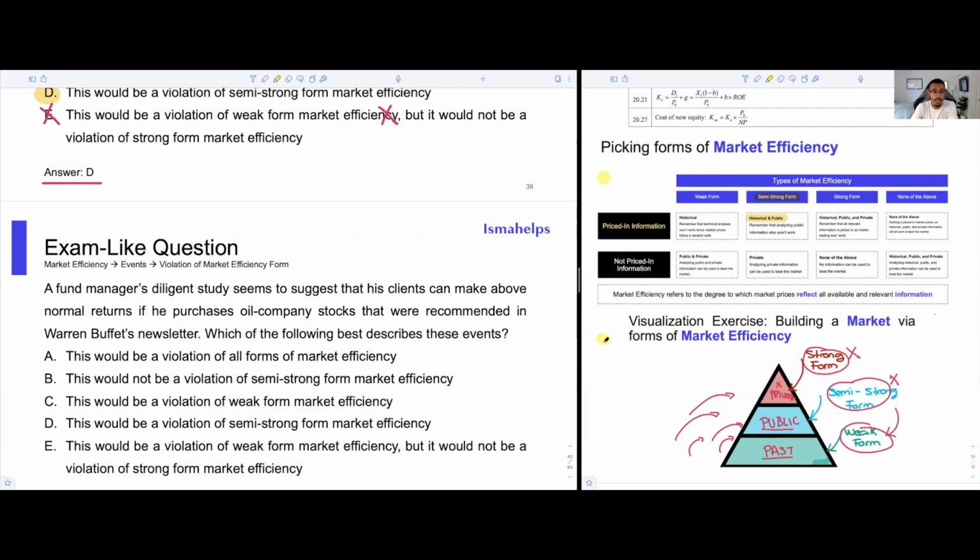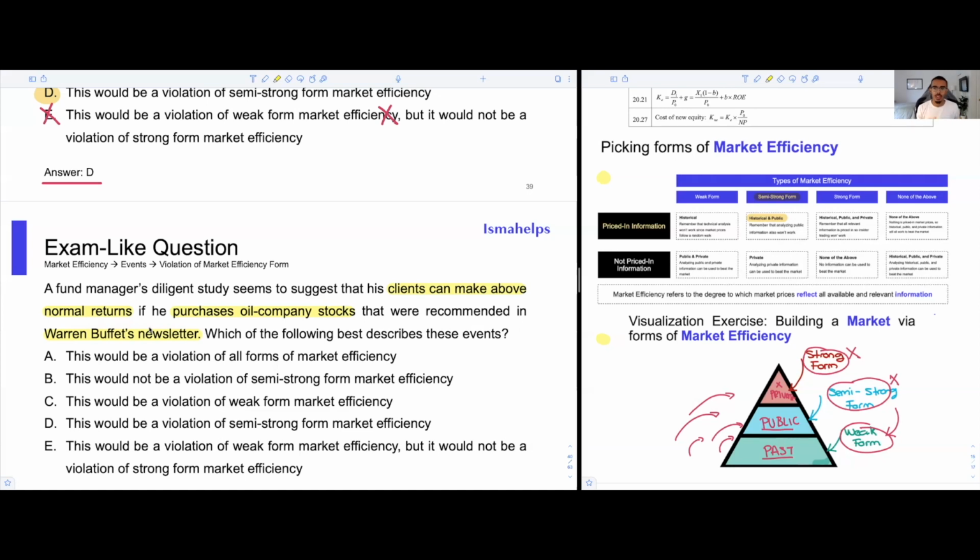A fund manager's diligence study seems to suggest that his client can make abnormal returns. So already here we're like, whoa, his clients can make abnormal returns. If he purchases oil company stocks, so he's going to buy specific stocks that were recommended in Warren Buffett's newsletters. And we're asking which of the following best describes this event or what the fund manager decided to do.